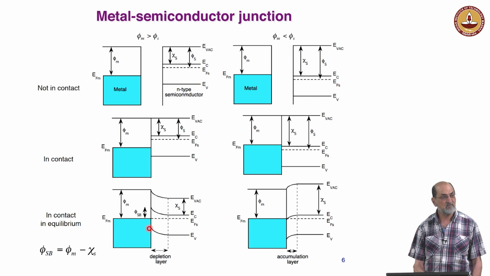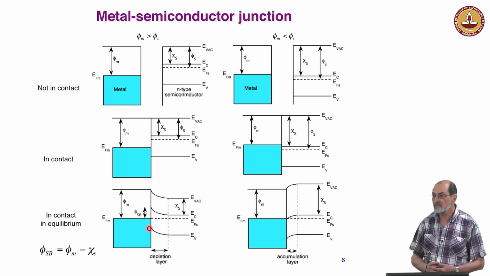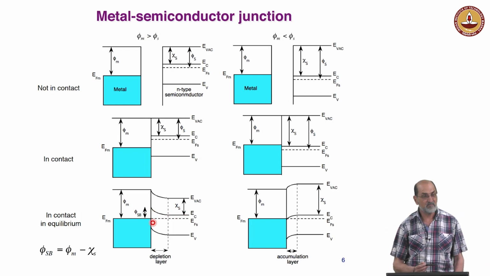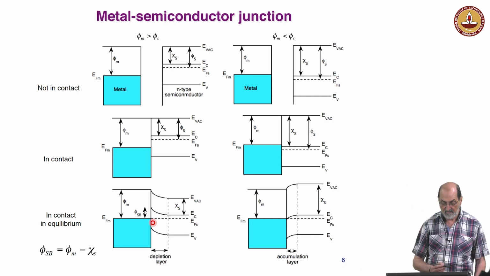Since we have positive charge and negative charge, we develop a potential as a function of x. That potential, which is this, constitutes a barrier for the electrons that want to go from one side to the other. We have a barrier to overcome, and that is called the Schottky barrier, which appears in metal-semiconductor interfaces.